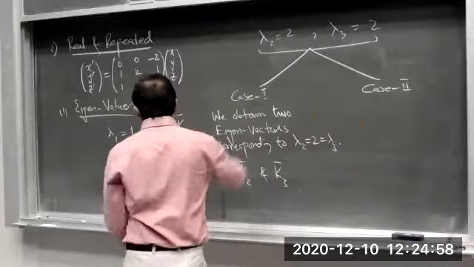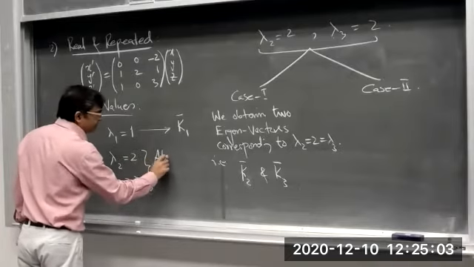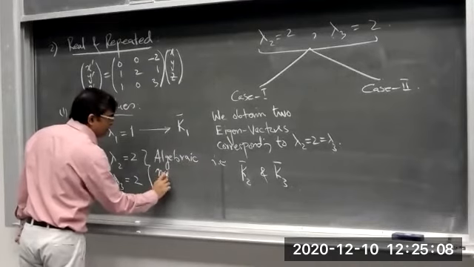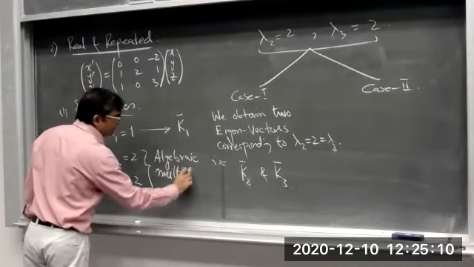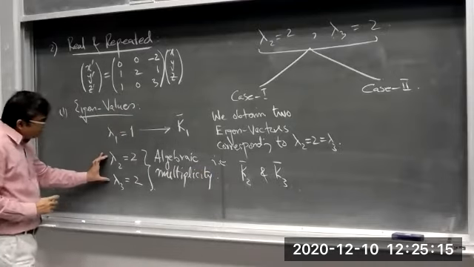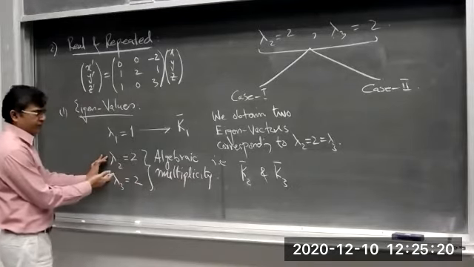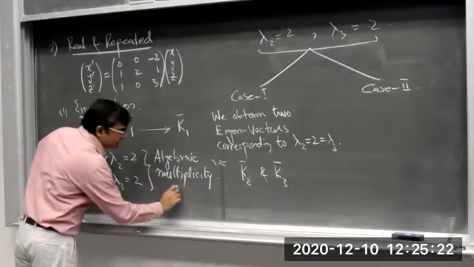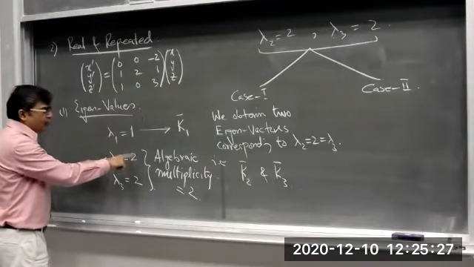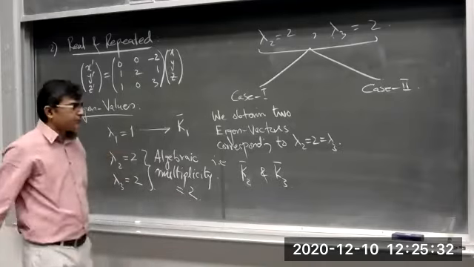Now, this repetition of eigenvalues is called algebraic multiplicity. Okay. Algebraic multiplicity of this root is what? It means how many times it is being repeated. So it is 2 times repeated. So the algebraic multiplicity of this eigenvalue 2 is 2 because it is repeating 2 times.